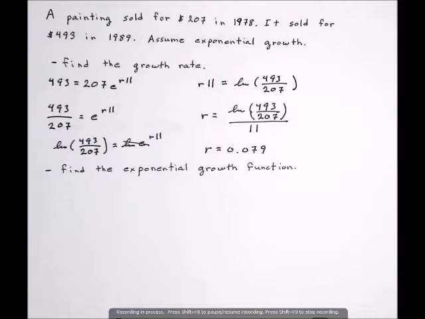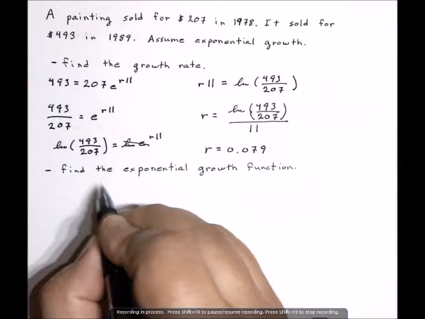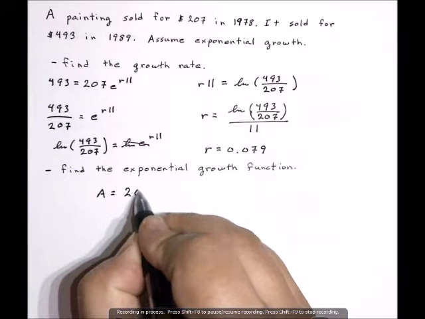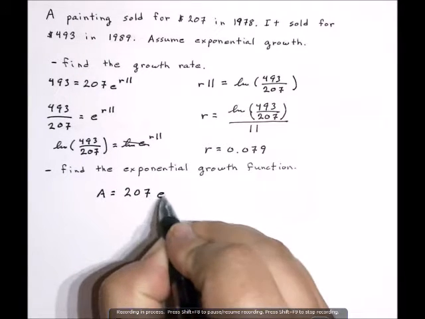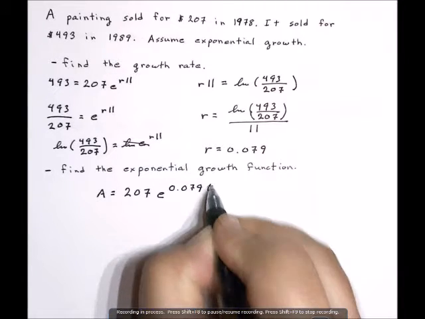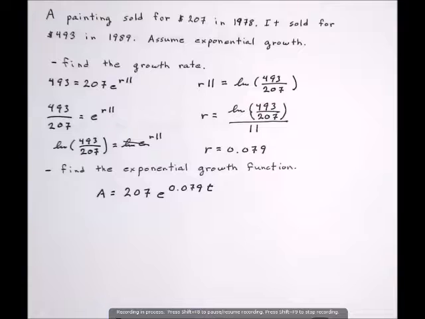Okay, next we're going to find the exponential growth function, and that's really simple. Once you have this, the exponential growth function is the initial amount, the E, the rate as a decimal, and the time. That's it. You're done with the exponential growth function. That part was really simple. So let's walk through the other problems.